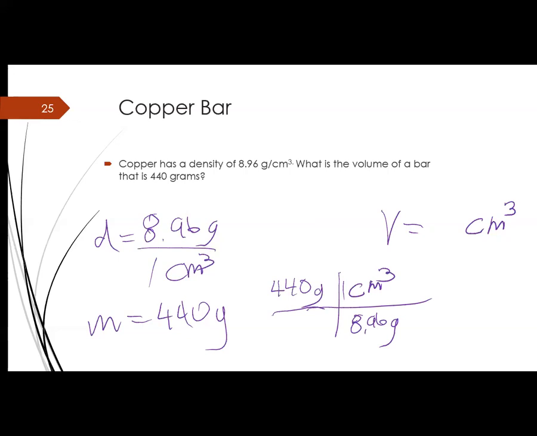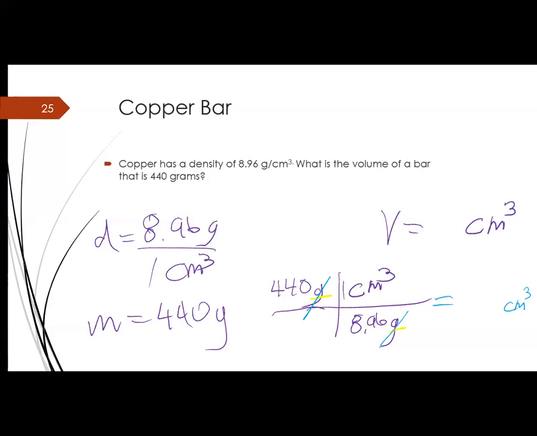So if we look at this, we can see that the units of our grams, we have one here and one here. Those units are going to cancel out because we are taking grams and we're dividing by grams. So those units go away. Grams are gone. And so our answer is going to be left over with just these cubic centimeters.